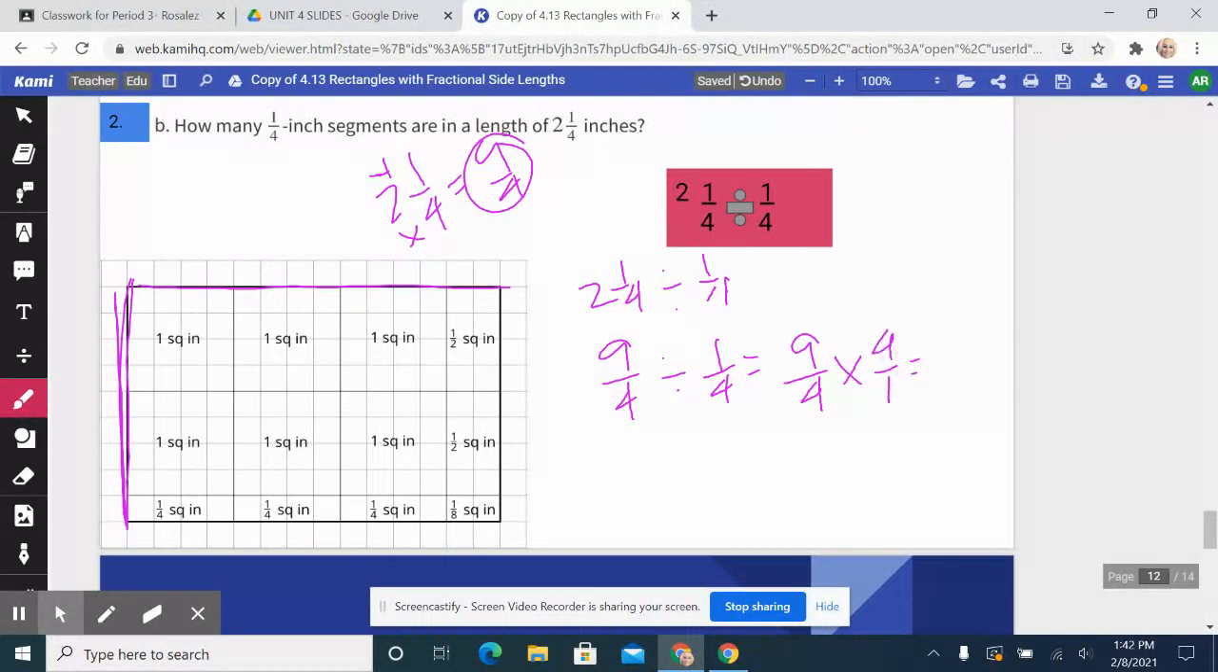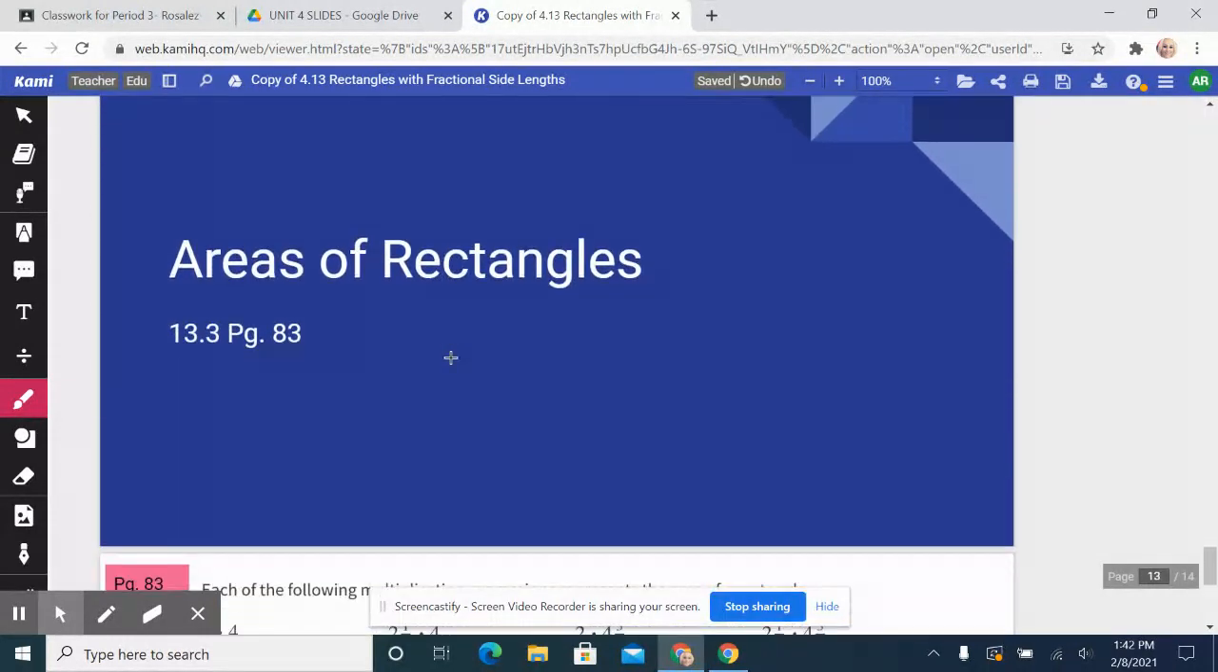So 9 times 4 is 36, and 4 times 1 is 4. Remember, if the top number is bigger, you divide. 4 into 36, or most of you know that mentally, is 9. So your answer on that one would be 9. Okay, and then we'll finish this off.